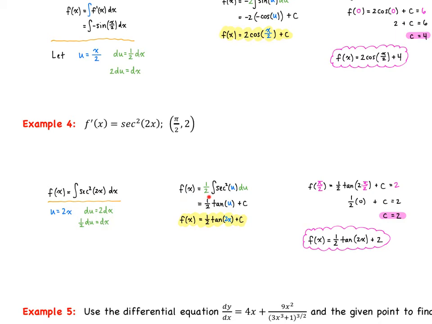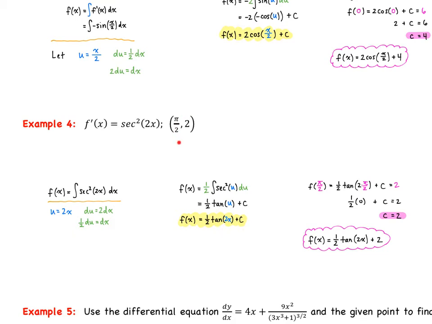As we go through and we substitute in, we have f of x is equal to 1/2 times the integral of secant squared of u du. Well, the integral of secant squared is tangent of u, so don't forget to remind yourselves of those trig functions. And so then our general equation is f of x equals 1/2 tangent of 2x plus c.